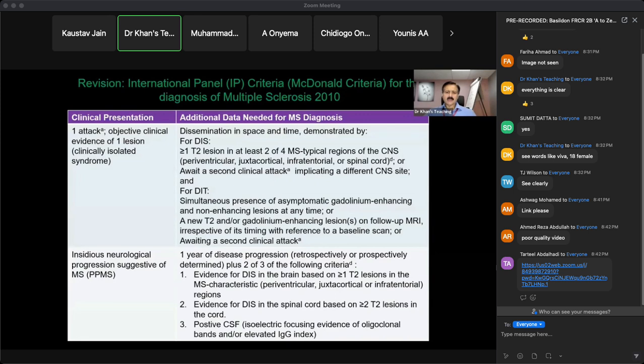So with that background, in the year 2000, a criteria was developed, and the neurologist who was heading this team was named McDonald. So we call it the McDonald criteria. McDonald is no more with us now. In 2005 and 2010, this criteria was modified, and now we use the word International Panel or IP criteria.